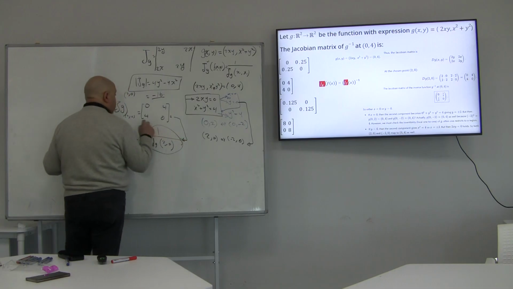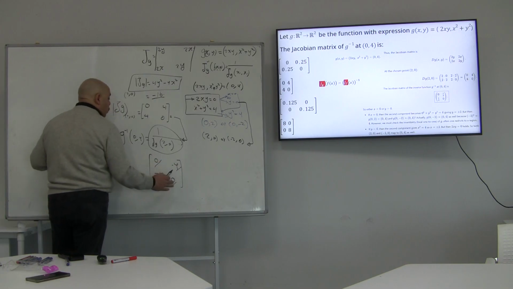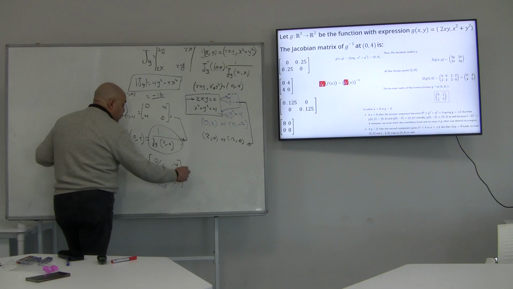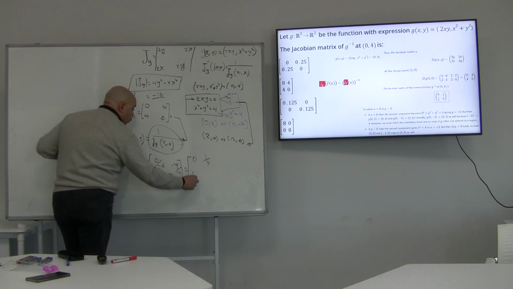This is the inverse of this matrix, which is going to be 0 and 0, -4 and -4. And all of these values are going to be divided by the value of this determinant, which is negative 16. Here we go. And so the results will be 0, 1/4, 1/4, and 0, as you can see.